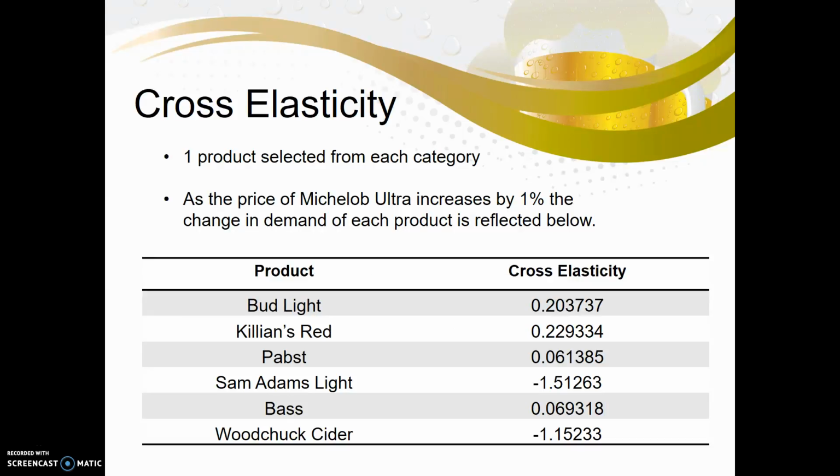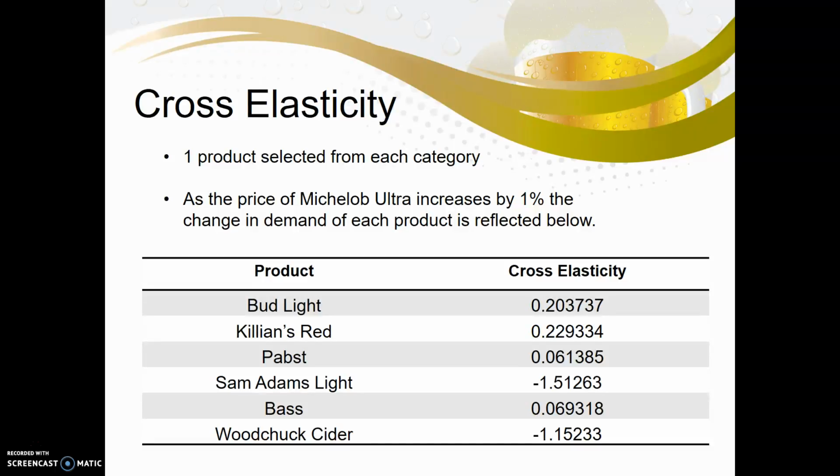Finally, we looked at cross elasticity. So we wanted to figure out whether changes in price of one brand of beer had a positive effect on Michelob's. Most of the cross elasticity tends to be low and positive. So an increase in price of a competitor beer actually does increase demand of Michelob Ultra.